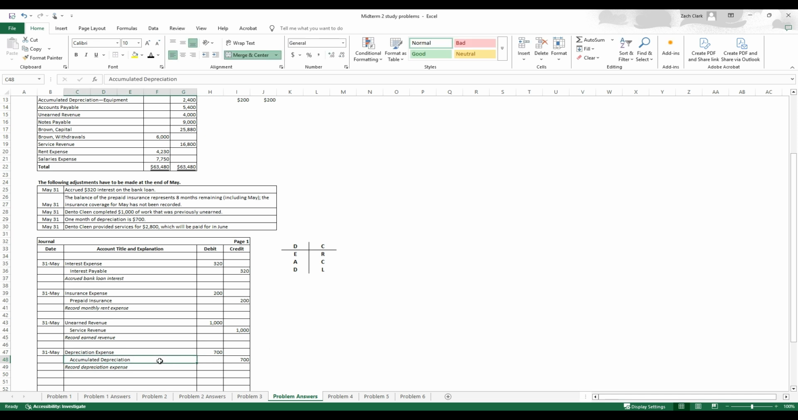And then accumulated depreciation is a contra asset account, kind of a special account. It's not exactly represented here in the DEAD CIRCLE acronym, but if you just remember that contra assets are basically opposite of assets, so they have the same characteristics, for example, as a liability. So with the contra asset, like accumulated depreciation, it increases with the credit and decreases with debits. And so we're increasing that accumulated depreciation by $700 and recording the expense.